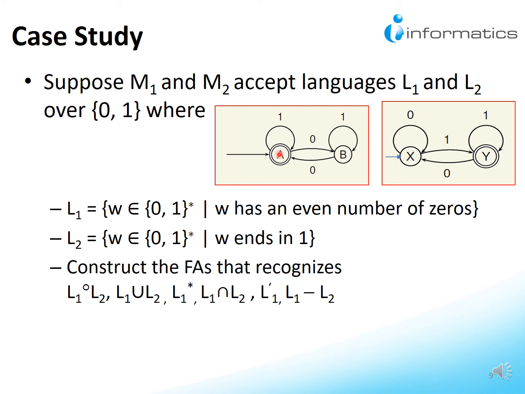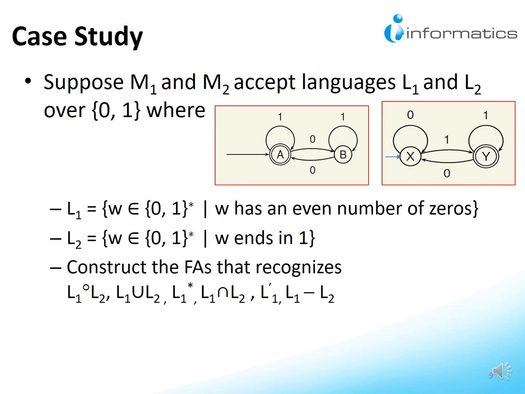Since A is a final state, L1 is the set of strings that contain an even number of 0. For machine 2, when it sees a 1, it goes to a final state. In other words, it will recognize all the strings that end with 1.